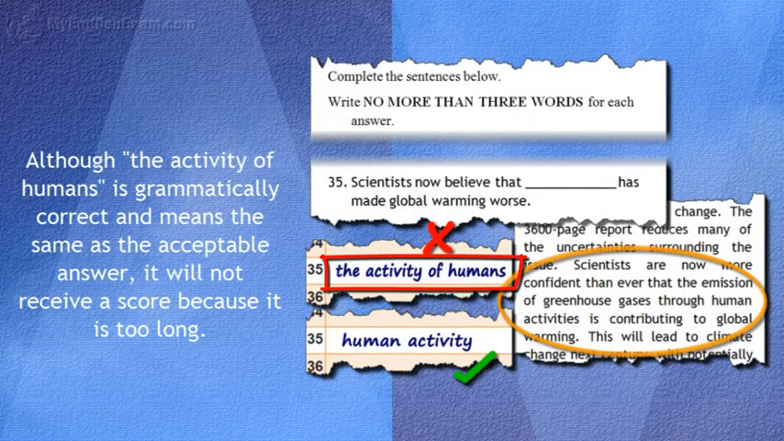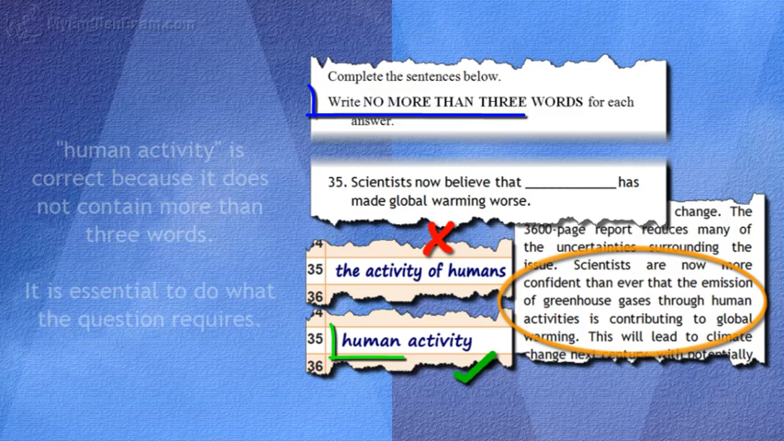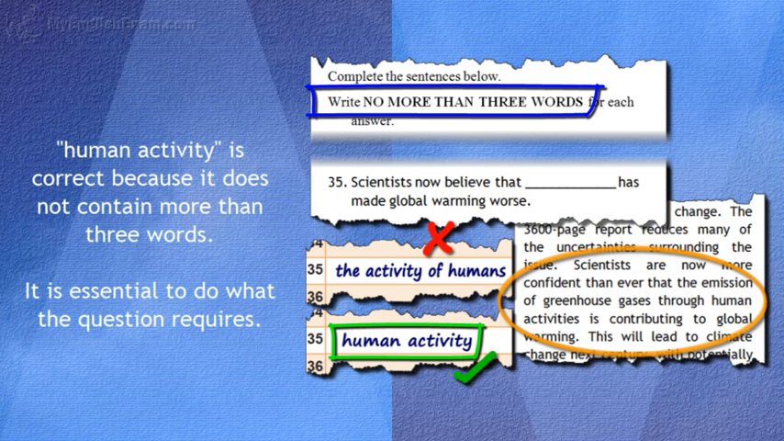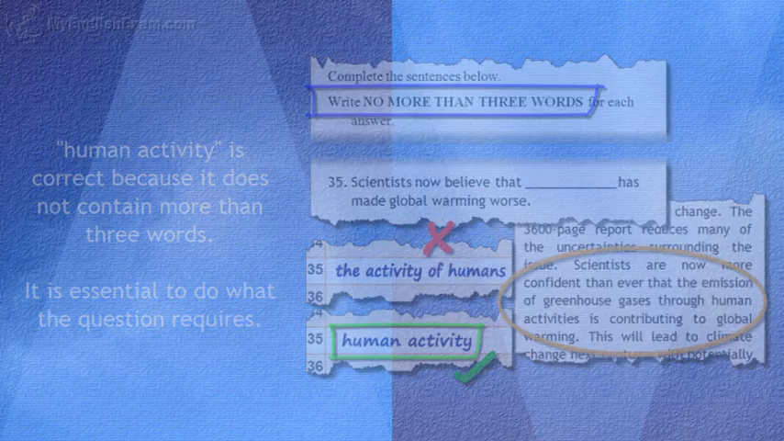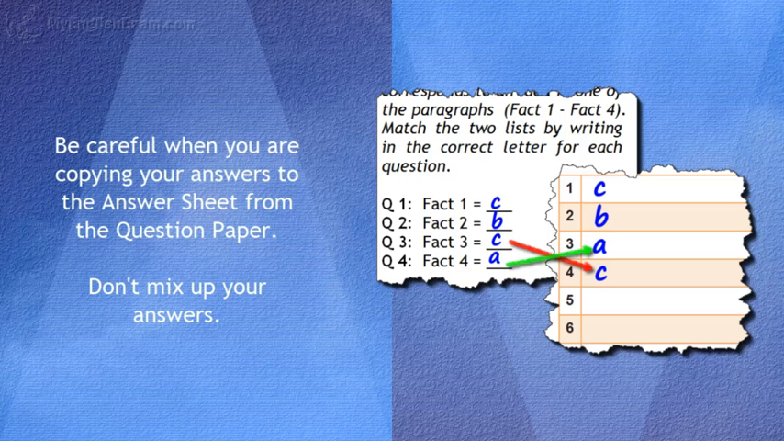Although "the activity of humans" is grammatically correct and means the same as the acceptable answer, it will not receive a score because it is too long. "Human activity" is correct because it does not contain more than 3 words. It is essential to do what the question requires. Be careful when you are copying your answers to the answer sheet from the question paper. Don't mix up your answers.